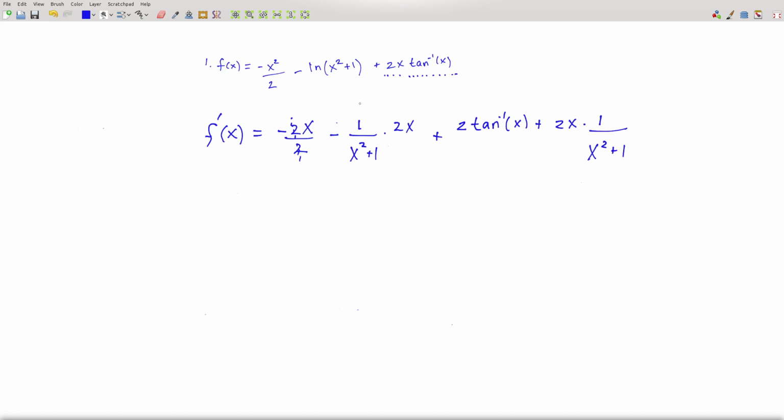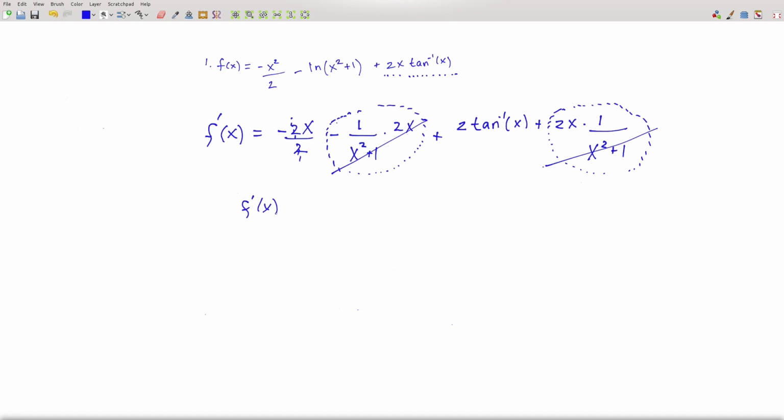Now, take a look at what we have here. Over at this term, we have a negative 1 over x squared plus 1 times 2x. And over here we have a positive 2x times 1 over x squared plus 1. Those are actually additive inverses. They cancel each other out. So this goes, and that goes, and we're left with our derivative.